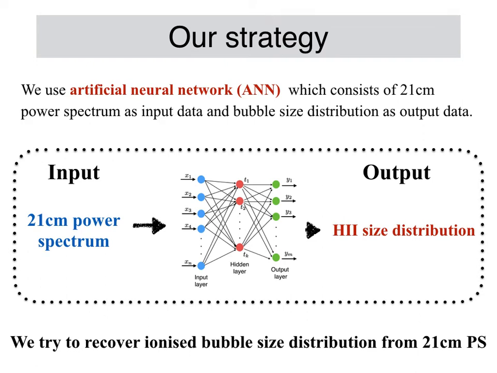In our ANN, we construct a neural network between the 21 cm power spectrum and ionized bubble size distribution. That is to say, we establish an approximate function between the 21 cm power spectrum and ionized bubble size distribution. Then we can recover the ionized bubble size distribution from the 21 cm power spectrum when we use the 21 cm power spectrum as input values.